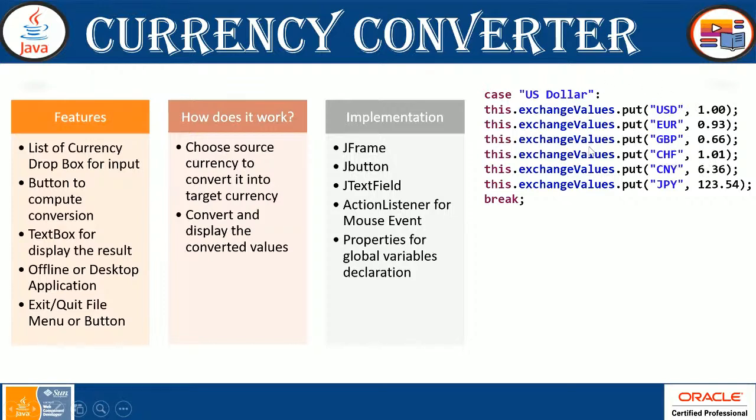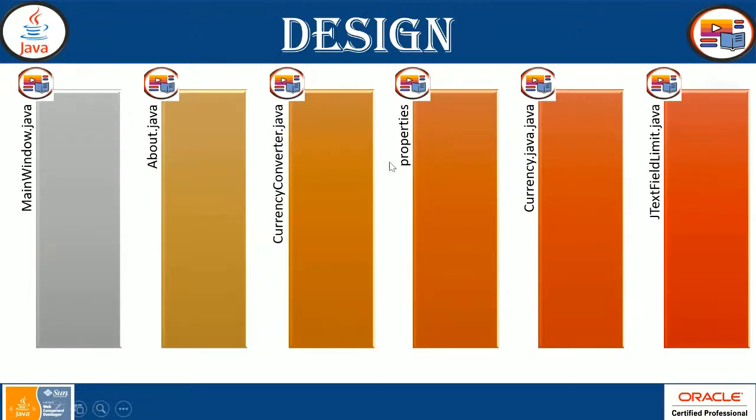So what we can do is use switch cases. Whenever the user selects one particular currency, with respect to that it will calculate the values of the respective target currency. So this is how we are going to implement it. That's the concept behind it. Now let's see a design.